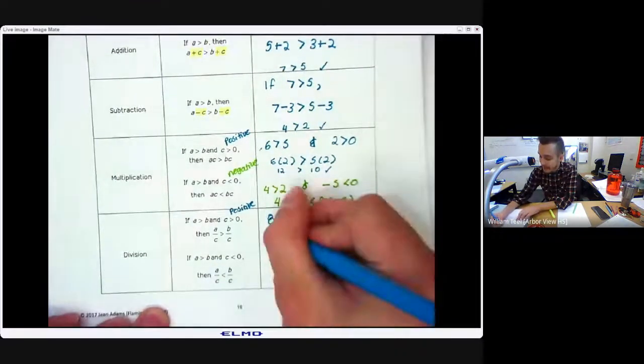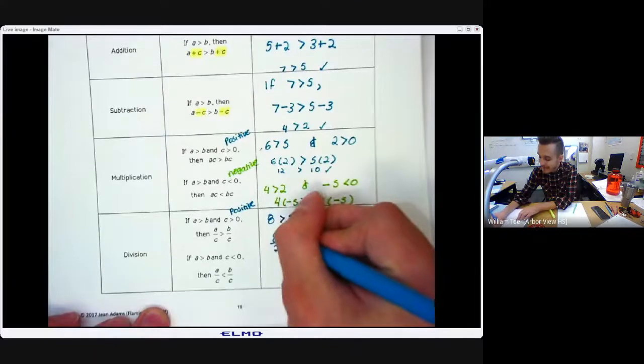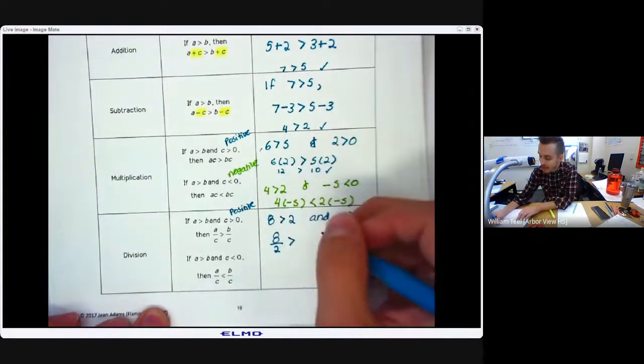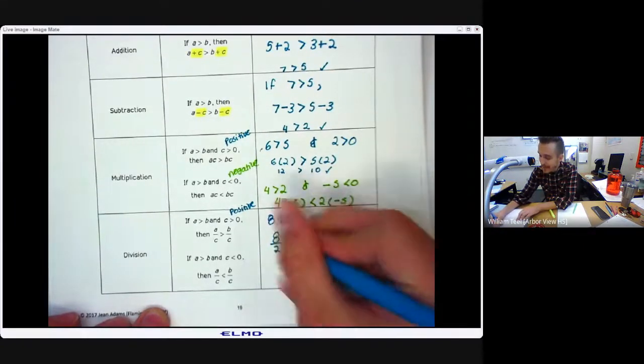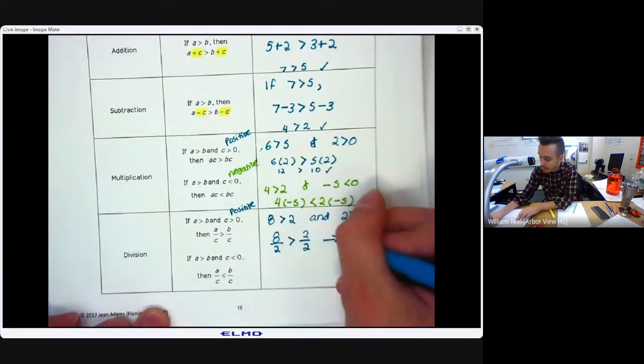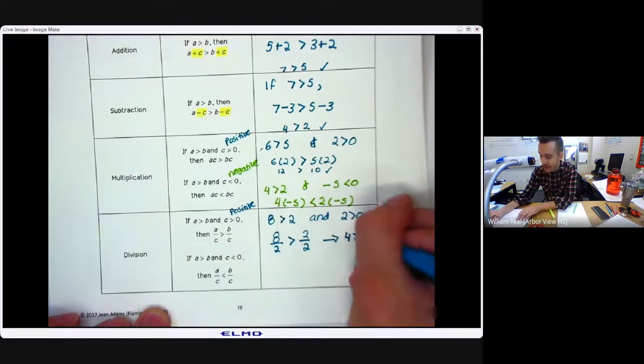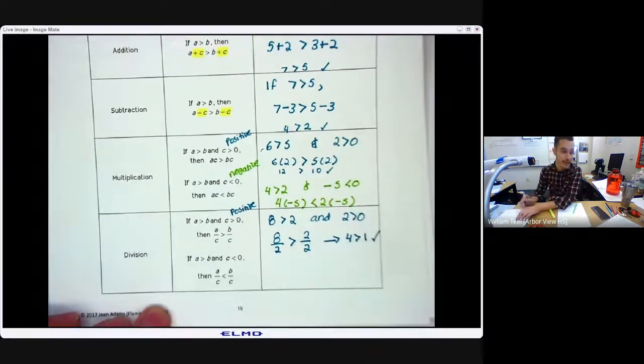So let's test that out. 8 divided by 2 has to be greater than B divided by 2, which is going to be 2 divided by 2. 8 divided by 2 is 4. And 4 is still going to be greater than 2 divided by 2, which is 1. So that means, yes, this does work out.